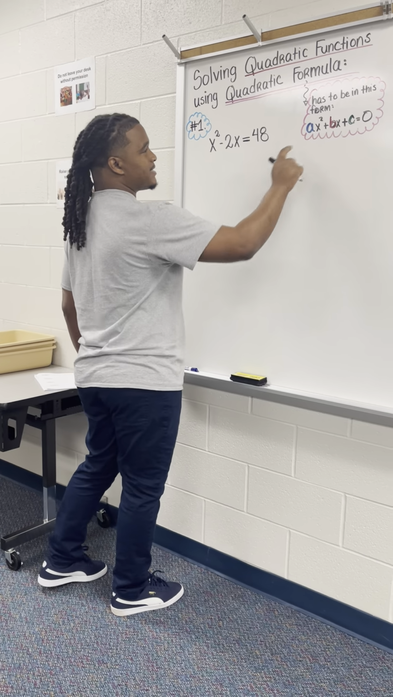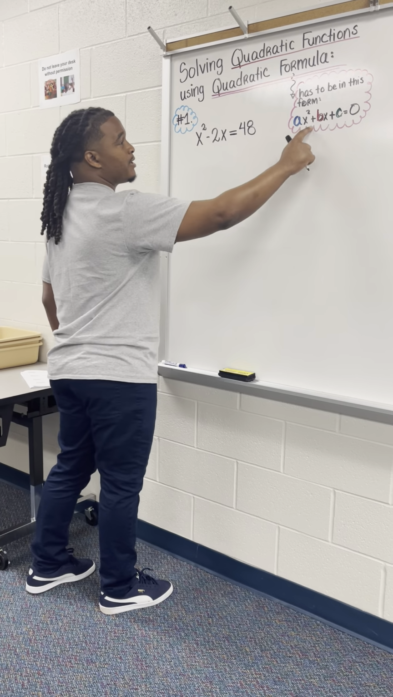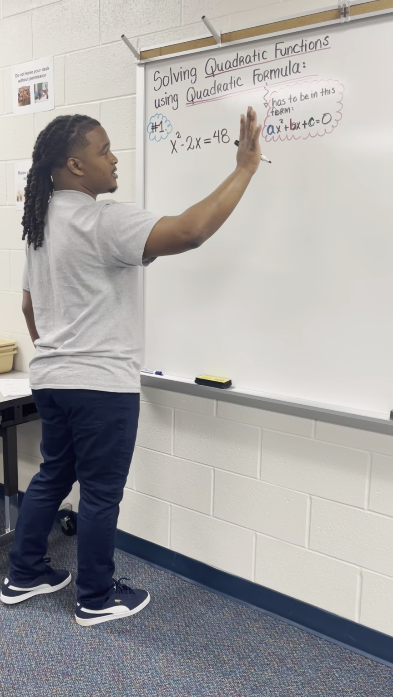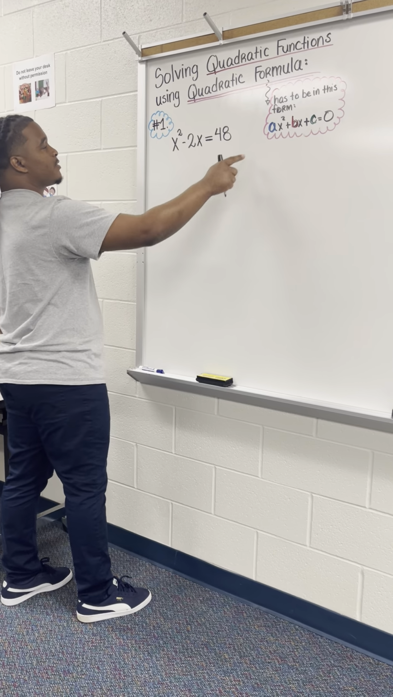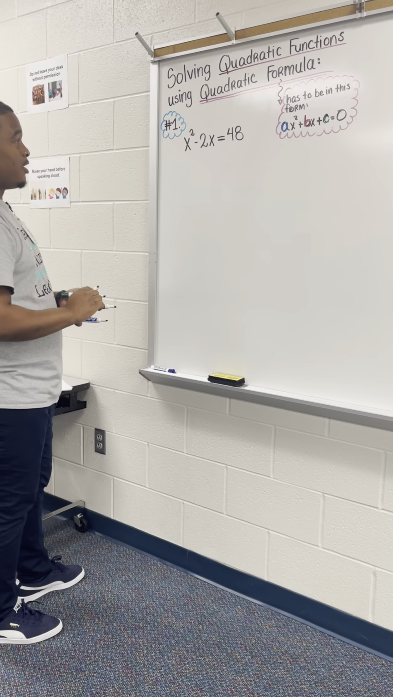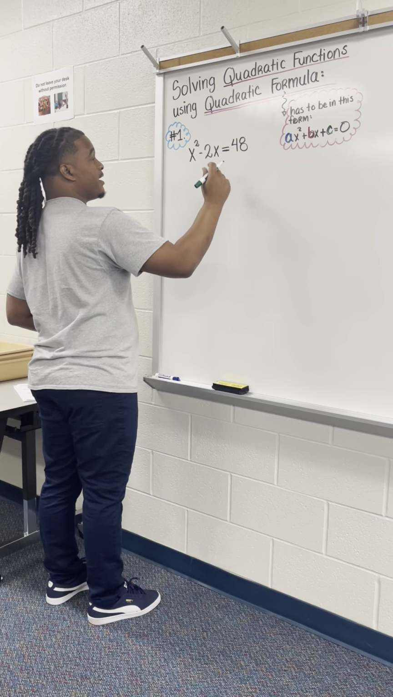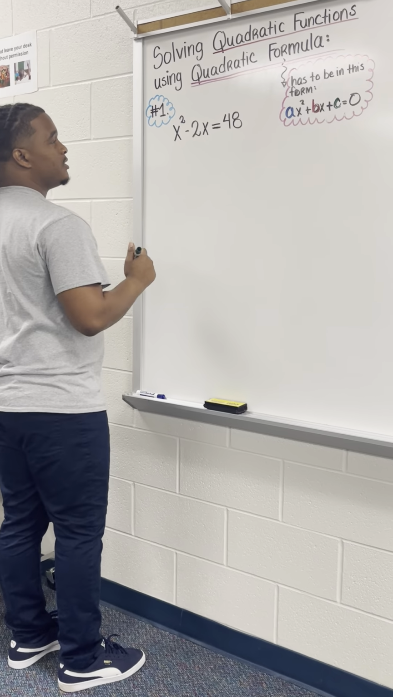Okay, I see I have ax to the second power, which is this, plus bx, which is the minus 2x, but the plus c, which is just the constant or the number, should be on the left side, but the 48 is on the right side. So what we need to do is utilize the inverse operation and actually move 48 to the left side so the whole function can equal 0, okay?